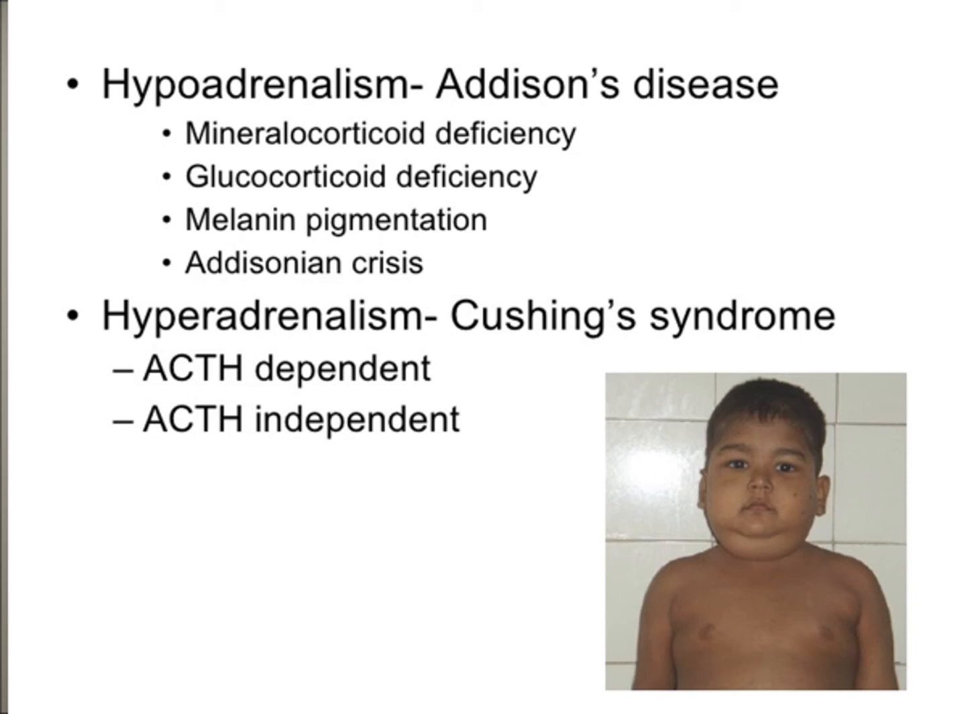One is Addison disease and the other is Cushing syndrome. Remember, Addison disease is always due to deficiency, but in Cushing syndrome, as you can see in this child, there is fat deposition, right? There is a puffy face. Why is there a puffy face, why is there fat deposition? Because the cortisol level is increased, and if the cortisol level is increased, we call it hyperadrenalism or Cushing syndrome.